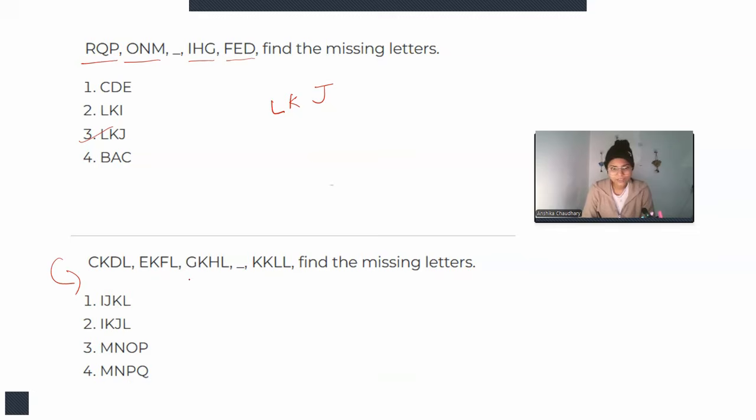CKDL, EKFL, GKHL, then okay. So if we see that the L at last is fixed, right? So let's see the option where the L is fixed. So this option is this option, right? So if you are in a hurry, you can mark 50-50, right? So there is a high probability. That means there is a 50% probability that your answer would be correct. But if you mark randomly, then only 25% will be the probability of marking the correct answer.